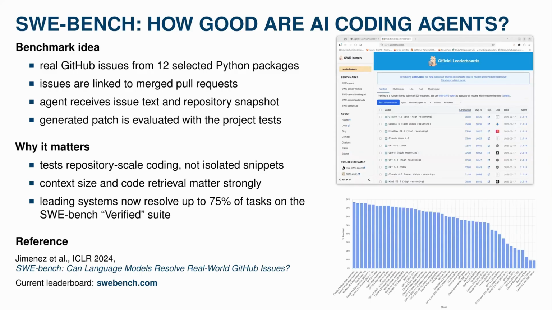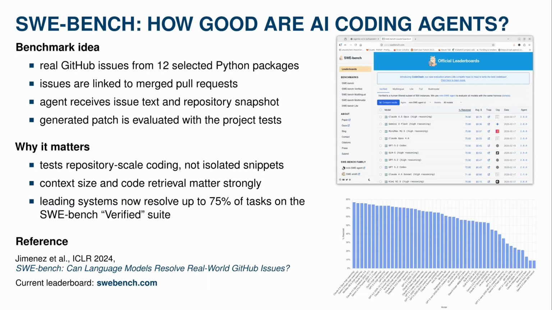And you might ask yourself, how good are these AI coding agents actually? There's a nice conference paper from 2024, SWE-bench, a software engineering benchmark: can language models resolve real-world GitHub issues? The idea for the benchmark is that the authors took real GitHub issues from 12 selected Python packages. And then they looked at the issues which are linked to merged pull requests. So basically they have the problems and the solutions.